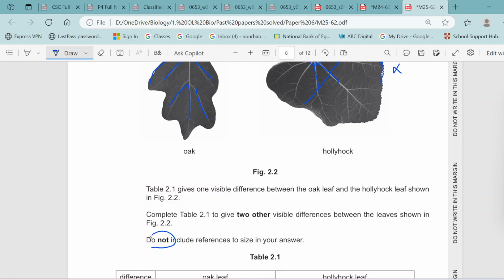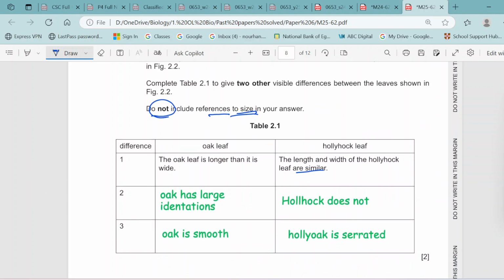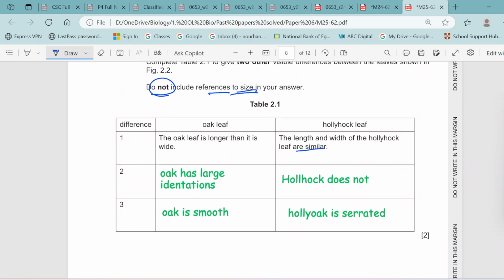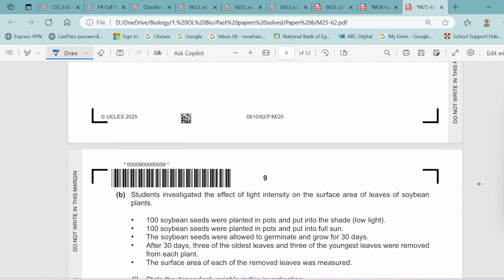Take care, he told you not to reference the size, so I cannot say one is bigger than the other. So these are the differences. We said this one has large indentations, this does not. This is smooth, this is serrated, or I can talk about the pattern of the veins.